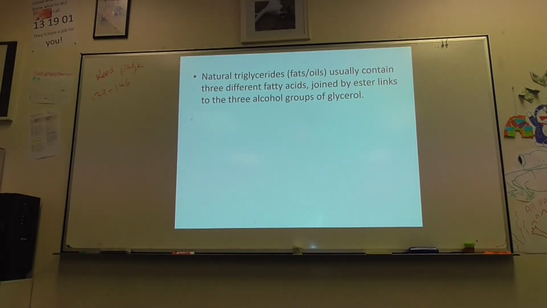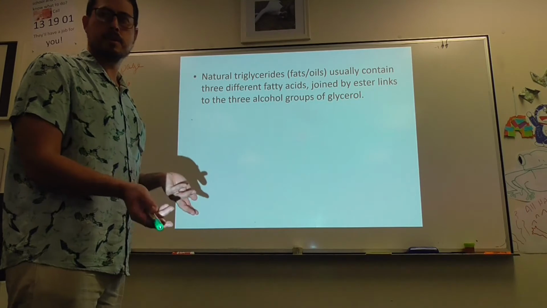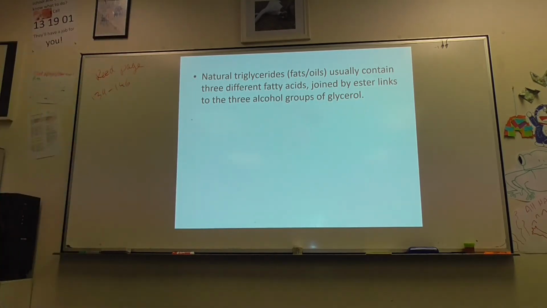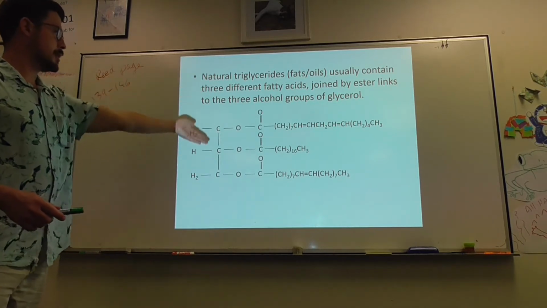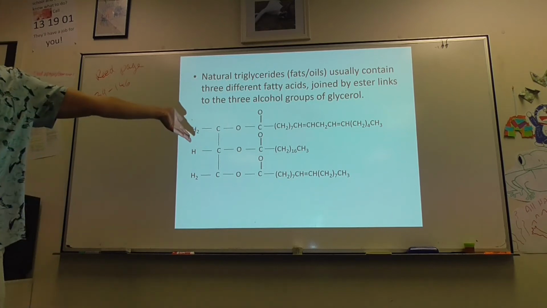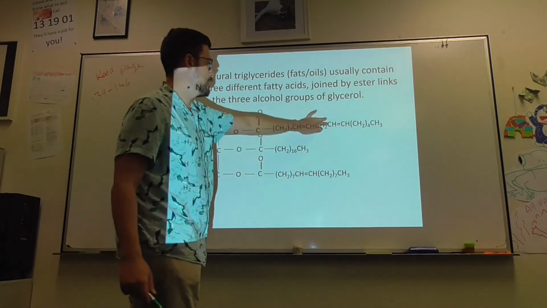Natural triglycerides always contain 3 fatty acids. They can be all the same, or they can be 3 different ones. Depending on the fatty acids that you attach to the triglyceride, it will change the properties of the oil or the fat itself. That's why we use different fats for different things. So here we have an example of 3 different fatty acids. Saturated or unsaturated? Unsaturated. Yeah, correct, because we have double bonds involved.